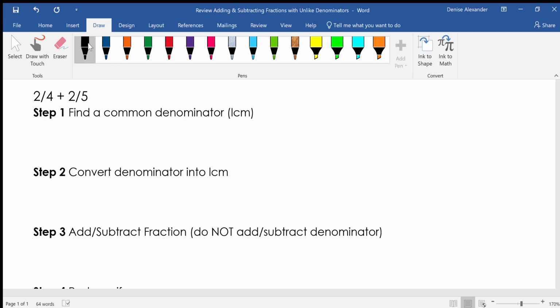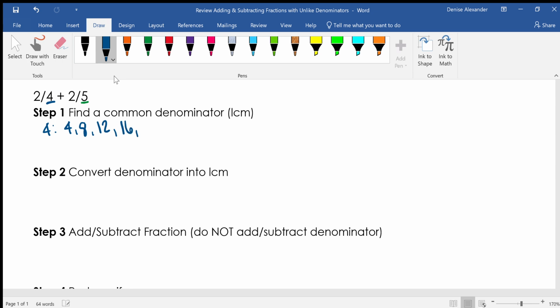So first, I'm going to go right over here. I'm going to pick a color, and I see this denominator is a 4. And then I see that this denominator is a 5. And these are the ones that we need to make common. So I'm going to write the multiples of 4, which is 4, 8, 12, 16, and 20. And I always go out 5. And then I'm going to write my next denominator, which is 5: 5, 10, 15, 20, 25.